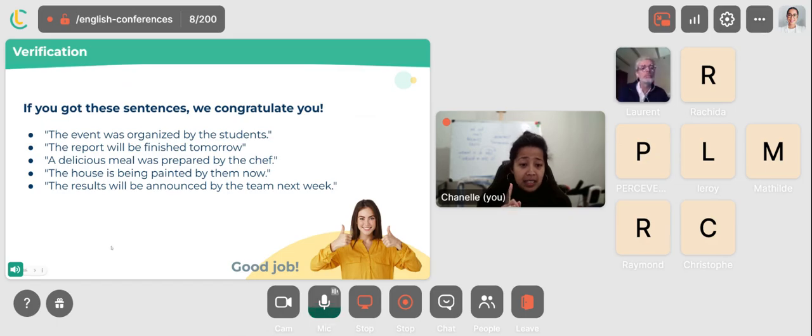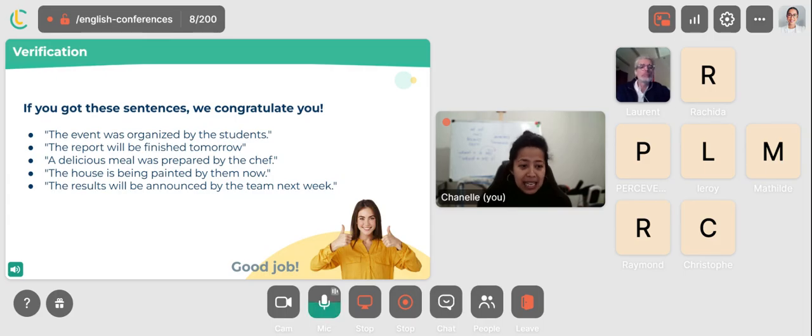So if you got these sentences, we congratulate you. The event was organized by the students, correct? The report will be finished tomorrow. A delicious meal was prepared by the chef. The house is being painted by them now. The results will be announced by the team next week.